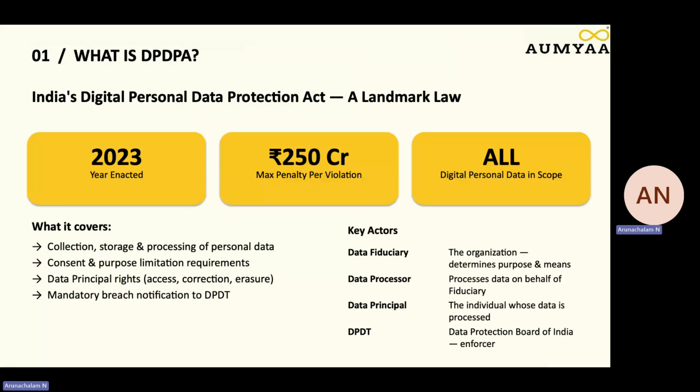The Act covers four things that matter operationally: how you collect, store, and process data, the consent and purpose limitation rules around that data, the rights individuals have, access, correction, erasure, and mandatory breach notification to the regulator. There are four key actors in this law, and it's worth knowing your role. The data fiduciary, that's your organization, the one deciding why and how data is processed. The data processor, anyone processing data on the fiduciary's behalf, think vendors and service providers. The data principal, the individual the data belongs to, and the DPB, the Data Protection Board of India, the enforcer.